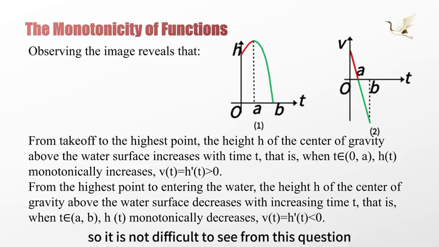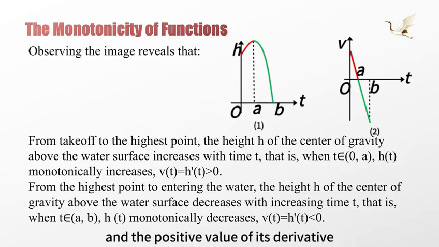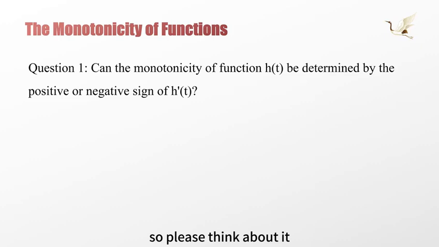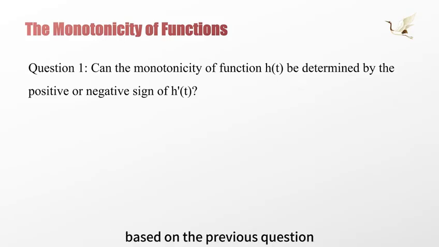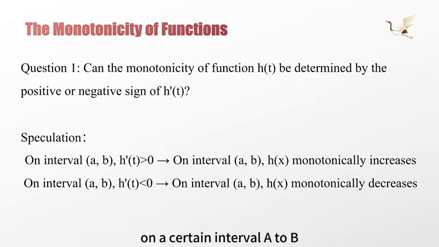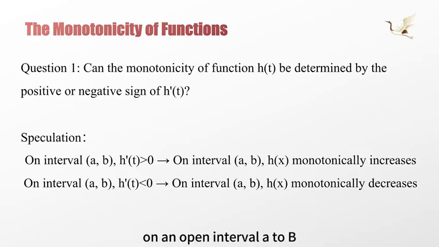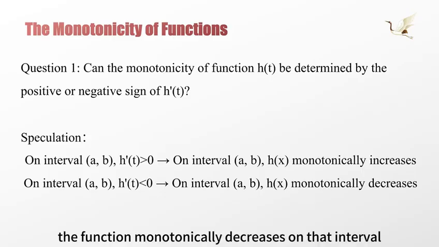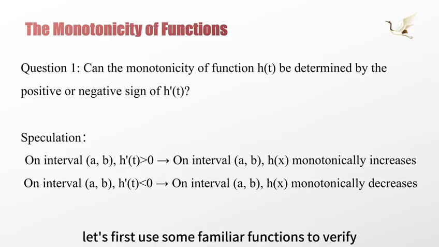So it is not difficult to see from this question that there seems to be some connection between the monotonicity of a function and the sign of its derivative. So please think about it: can we use the sign of the derivative to determine the monotonicity of a function? Based on the previous question, we can boldly make such a conjecture. On an open interval (a, b), if the derivative is greater than 0, then the function monotonically increases over that interval. On an open interval (a, b), if the derivative is less than 0, then the function monotonically decreases on that interval.